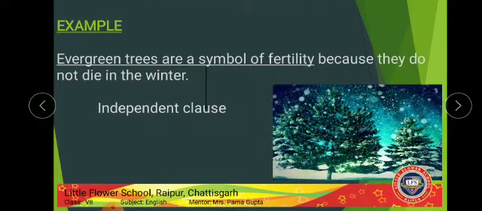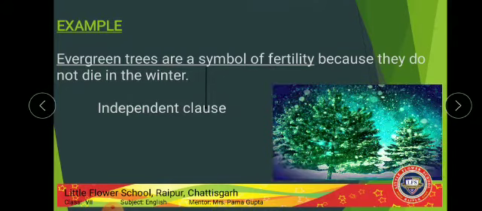Who does not die in the winter? So that's why it is dependent on evergreen trees are a symbol of fertility. That's why they do not die in the winter is the dependent clause.